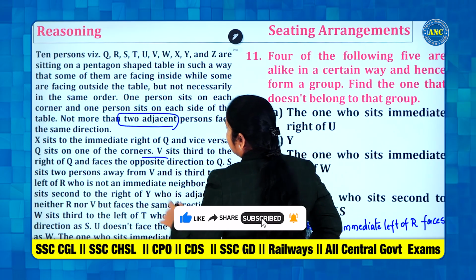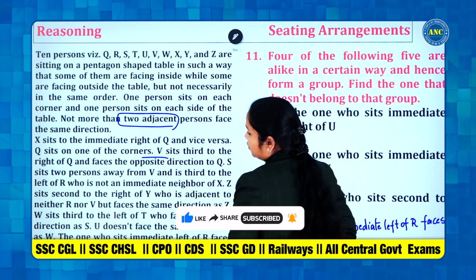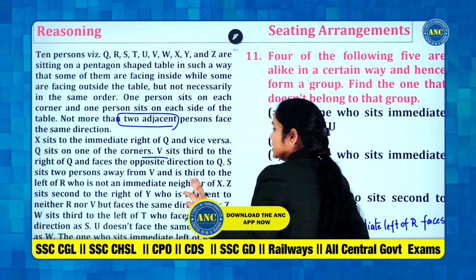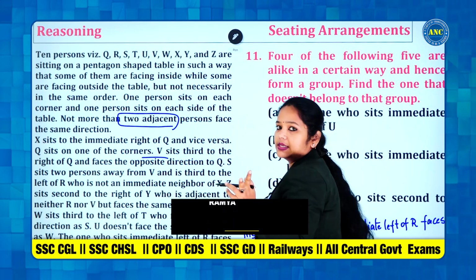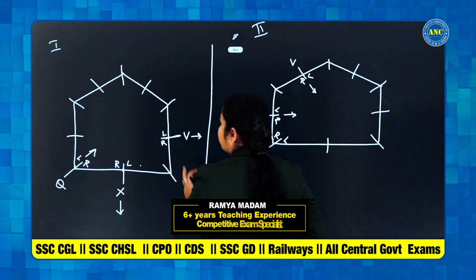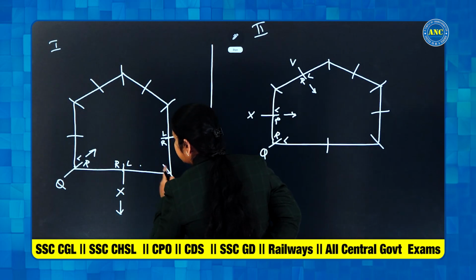Finish till here? Okay. S sits two persons away from V and is third to left of R, who is not an immediate neighbor of X. See, S is sitting two persons away from V. If you take V here, two persons away, can I take S here? First person, second person. Two persons away, can I take S here?